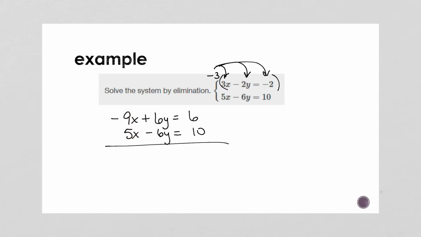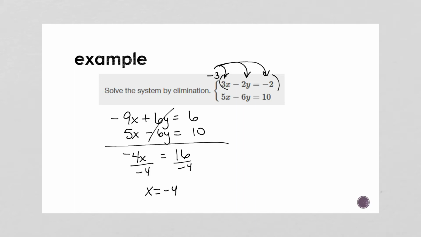-9x and 5x gives me a -4x. +6y and a -6y give me a 0. That goes away. And then 6 and 10 gives me 16. Divide both sides by -4. I get that x is equal to -4.